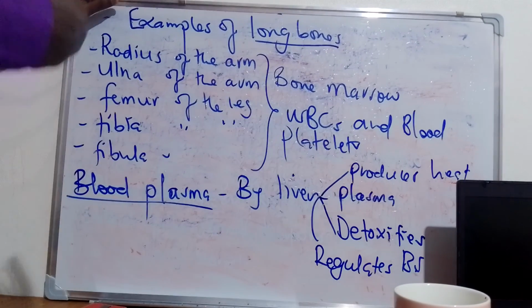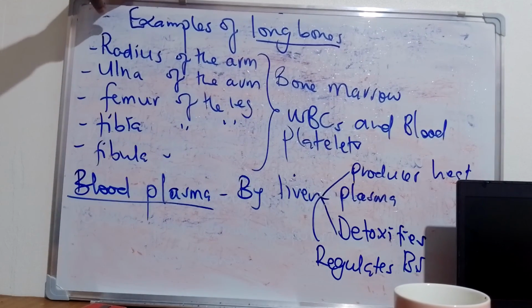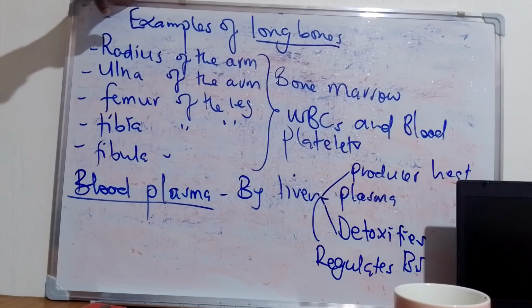That's the liver. For now, we have seen where blood is manufactured. The bone marrow found in short bones and long bones, plus the liver. In short bones, there we find bone marrow that manufactures red blood cells. In long bones, there we find bone marrow that manufactures white blood cells and blood platelets. Then blood plasma is manufactured by the liver.